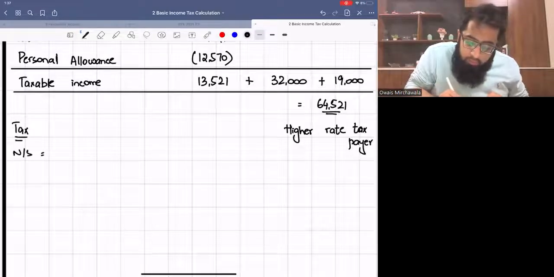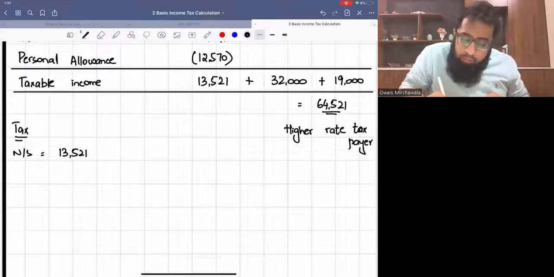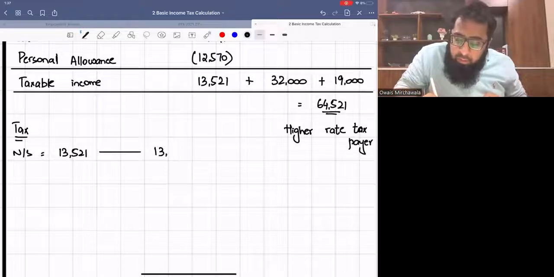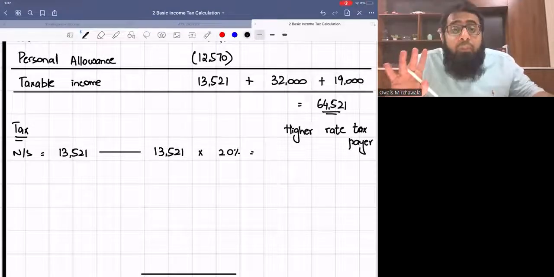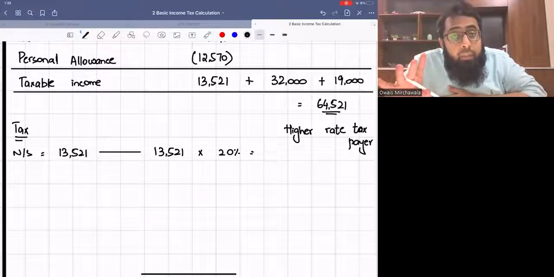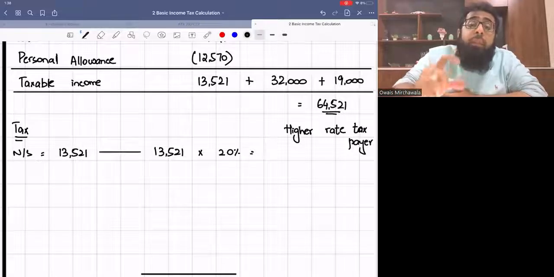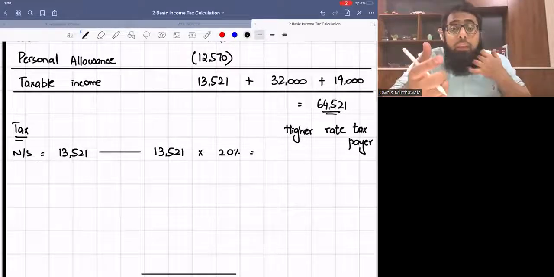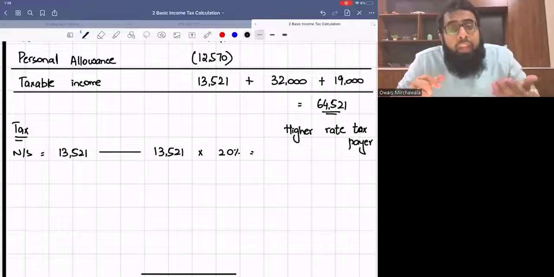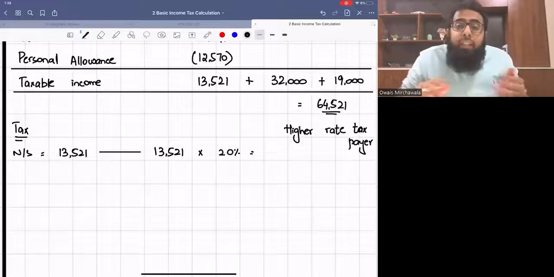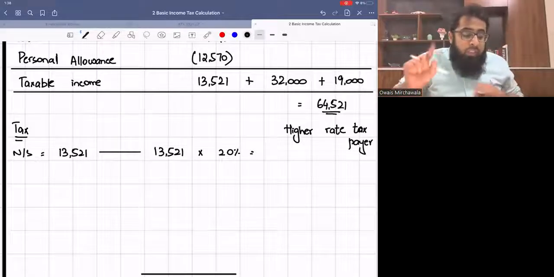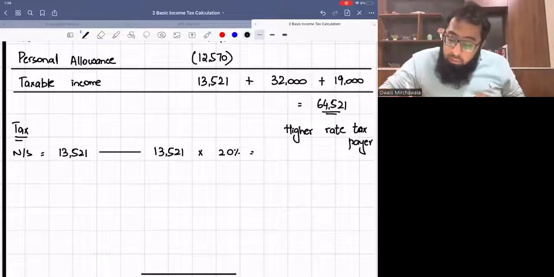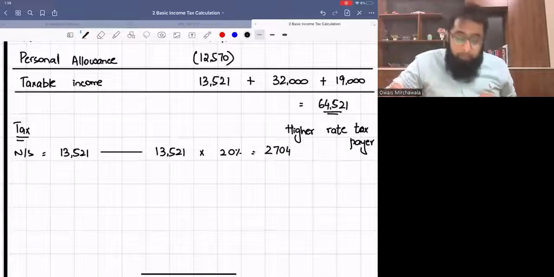Non-saving income is 13521. Now since the non-saving income is more than 5,000, saving income will not get space in the first 5,000. So that 5,000 pound band will not be applicable. We will do the questions in which it will get space in the first 5,000, so then you will have a better idea.